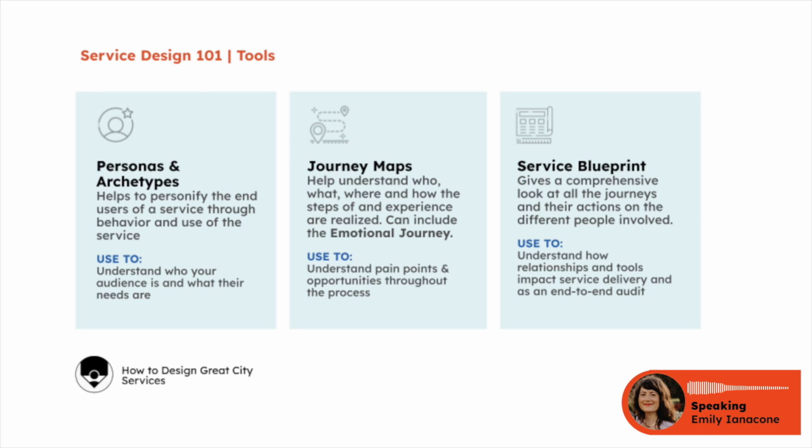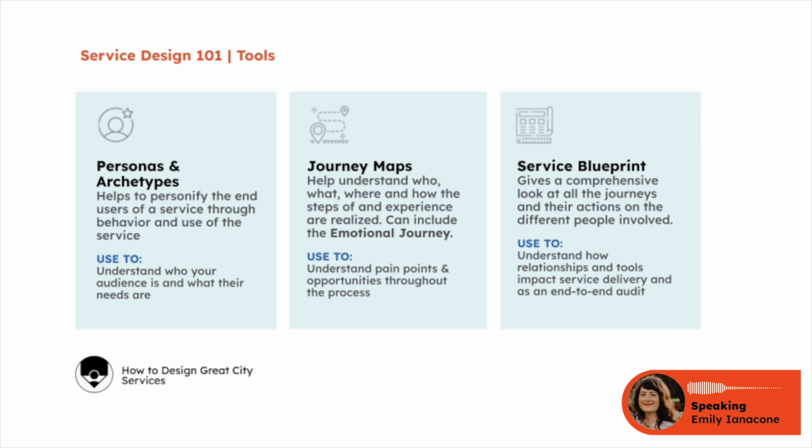And we'll also talk about journey maps, which some of you may be familiar with. They help you understand who, what, where, and how the steps of an experience are realized. So, what is happening? What are the steps? What are the stages? And what are our end users doing, thinking, and feeling during it. So that can also include that emotional journey, capturing sentiment as they're going through the steps. We use these to understand pain points and opportunities throughout the process. And something else we didn't highlight here is journey maps are typically very individualized, and then you can use that, synthesize what you've learned, and create a more general experience map.